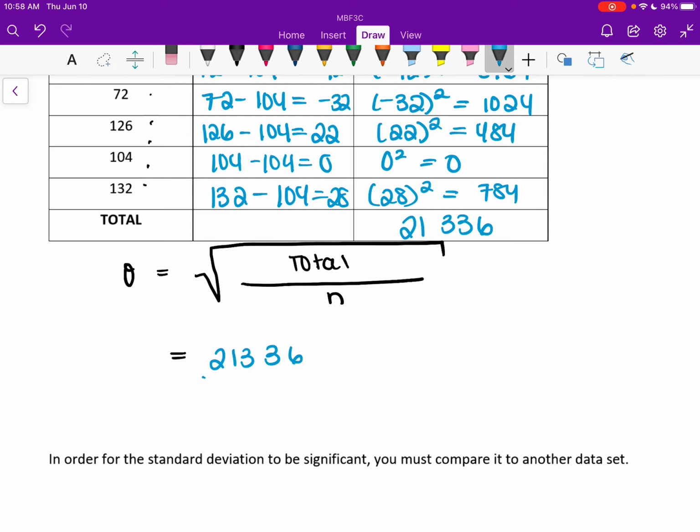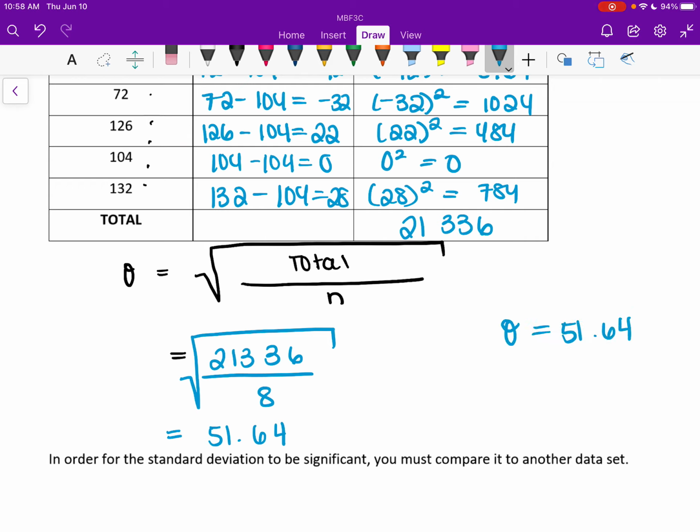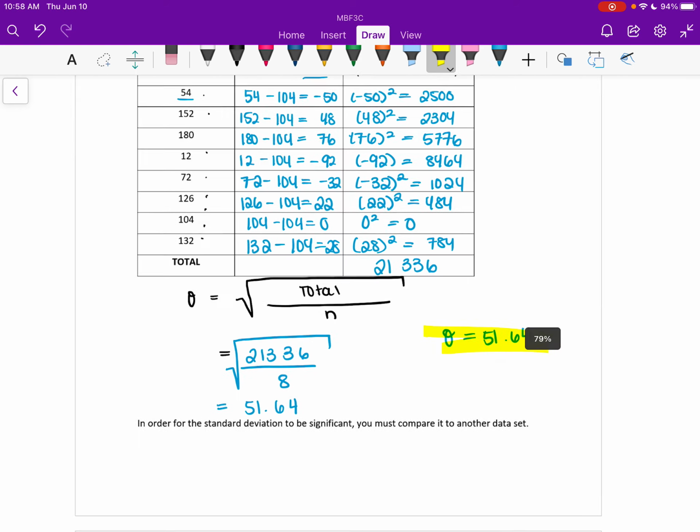So that was a total. Then I divided it by the number of pizzas, which was 8. And then I square rooted, right? So when I did all the math, that means the standard deviation here is 51.64, right? Not 54, it's 51.64.